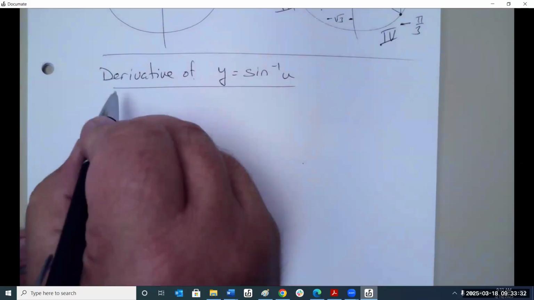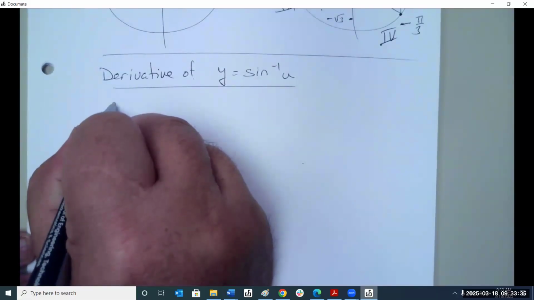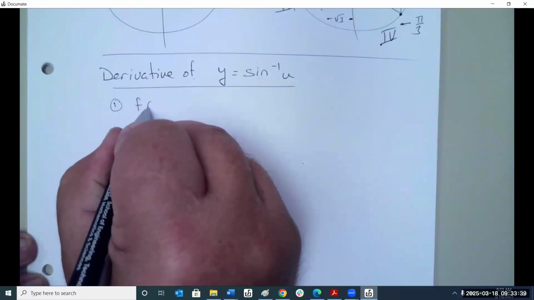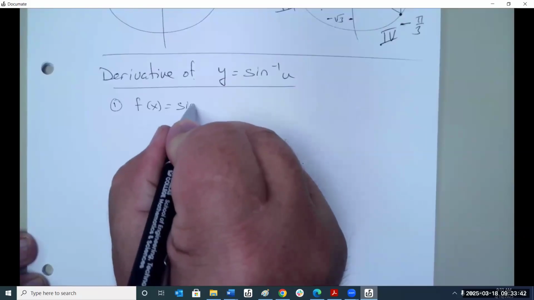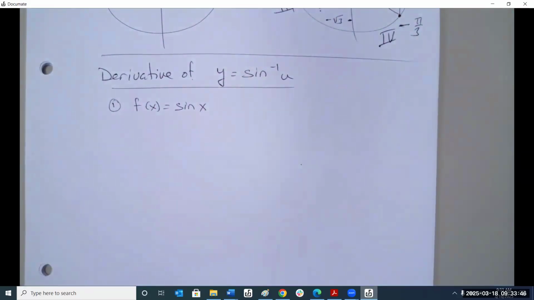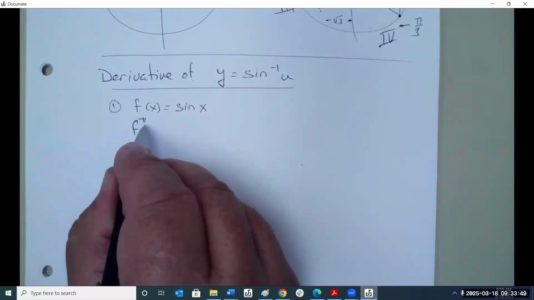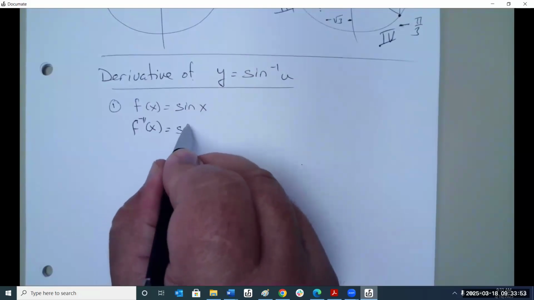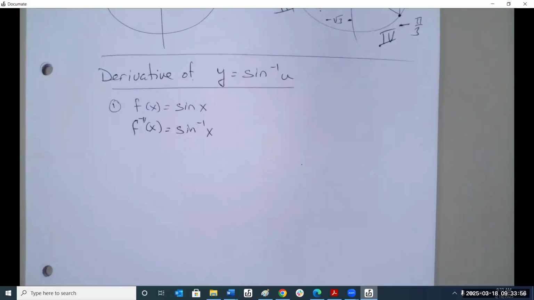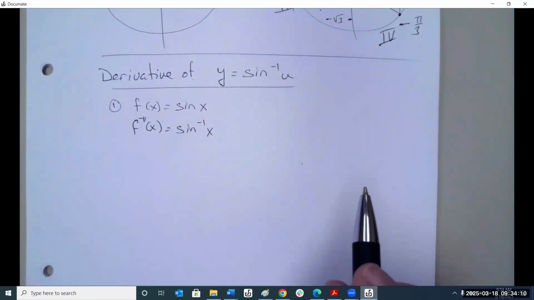The derivative of the inverse function of sine. So to begin with, we have to define our function as sine x and the inverse function as that. Why is that important? Did we learn a formula for the derivatives of functions like this? Yes, two sections ago.